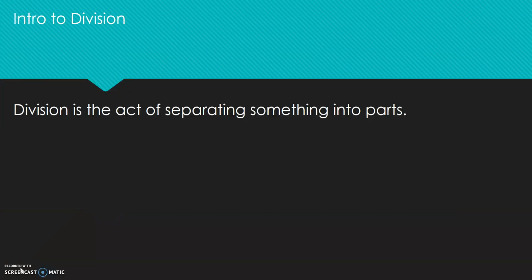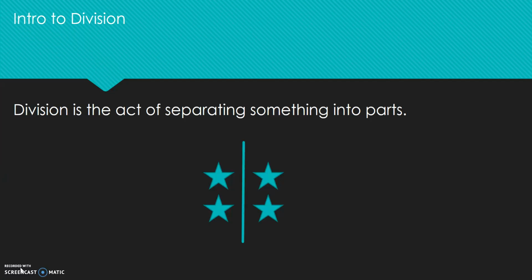Division is the act of separating something into parts. Think about in class when we divide you into partners or divide you into teams. We are doing division. So if I had 4 objects, like these 4 stars, and I wanted to divide them into 2 groups, I could very simply do that. This shows the division problem: 4 divided by 2, and then I have 2 in each group.